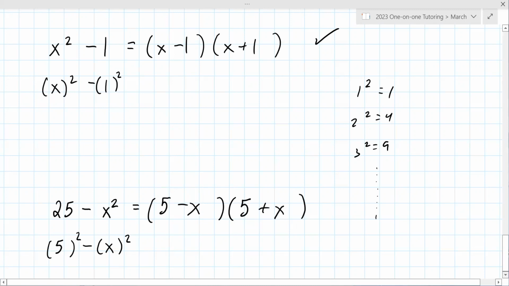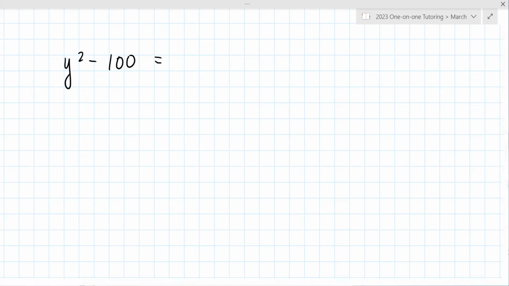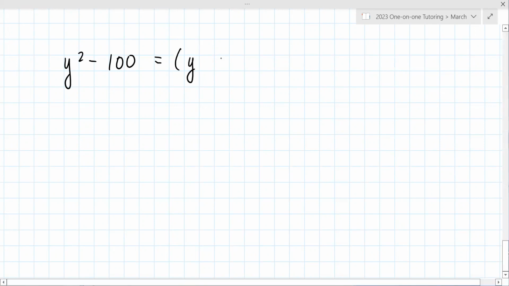Any questions on that? No. Okay. So here's one for you to try. Let's say it's y squared minus 100. Just give me the final answer, please. Y minus, let's say 10, very good, and then Y plus 10. Very good.